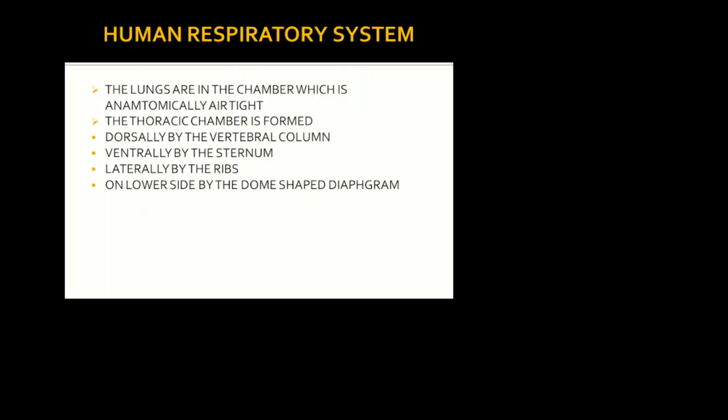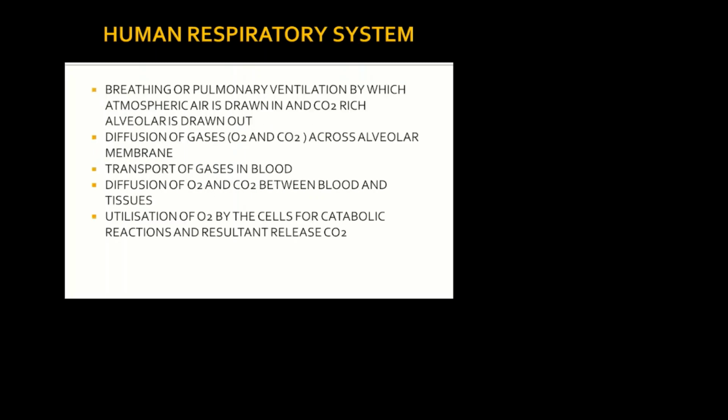The thoracic chamber is formed dorsally by the vertebral column, which is the backbone. Ventrally, it is formed by the sternum, the flat bone which you can feel by pressing in the middle of your chest. Laterally, it is formed by the ribs. Below your armpits, if you press, you will feel the ribs. And on the lower side, it is formed by the dome-shaped diaphragm. The diaphragm helps in breathing. We will see it later on.